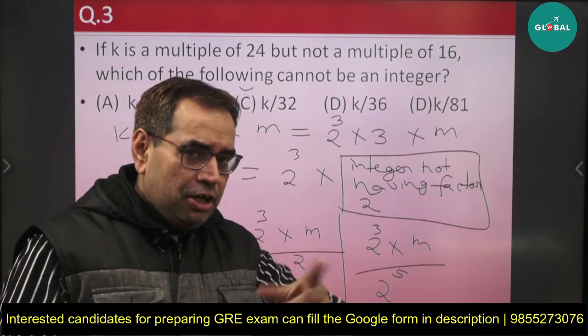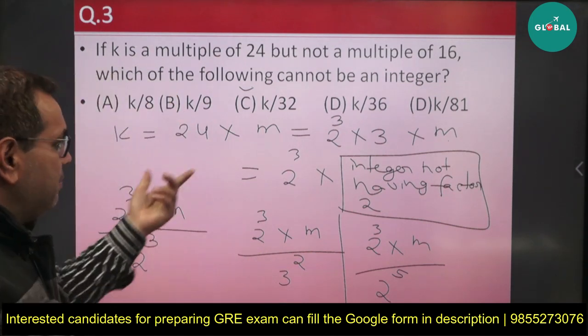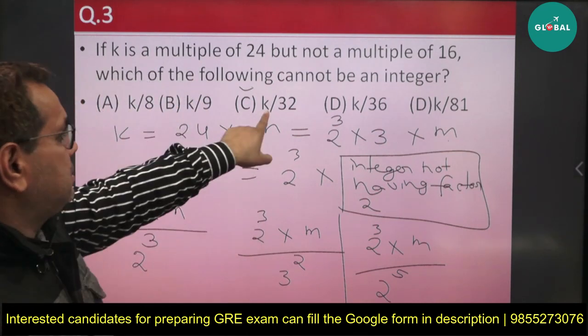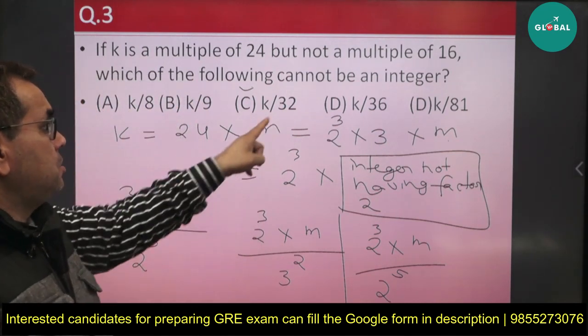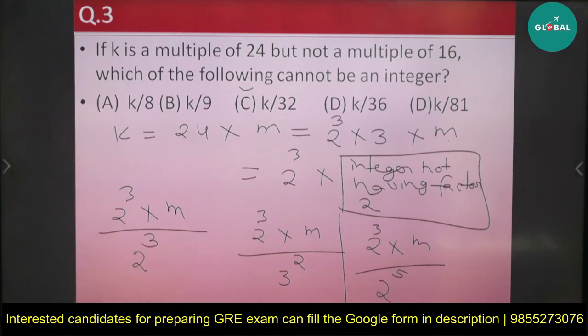36 is 9 into 4. So we have 2 raised to the power 2. We can cancel this. Okay, we can make it an integer. This can also be made an integer. But we cannot make this an integer because this is 32 here. Clear? C is the right answer.